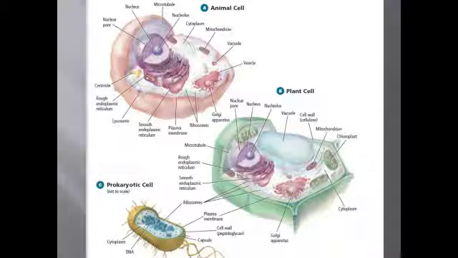So the cytoskeleton is made up of two parts. There's the microtubules, which are the roads of the cell, and there's the microfilaments, which are basically the structural supports. They're the blocks of the cell that hold it together.